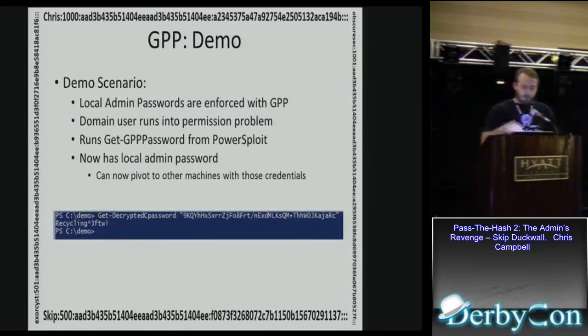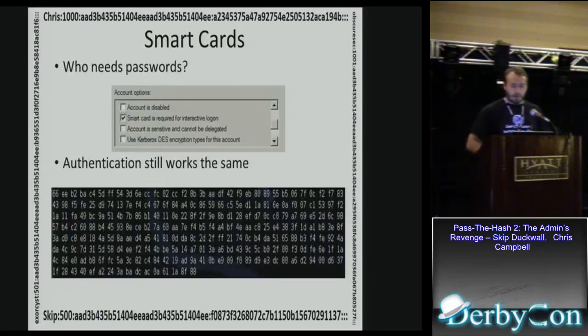All right, so what it looks like is at the bottom you see this string that looks like it's base64. It is base64, but it's also encrypted. So you can also use Get-DecryptedCpassword if you just want to pull the specific strings out. So that's group policy preferences. That's terrible. So let's talk about smart cards.